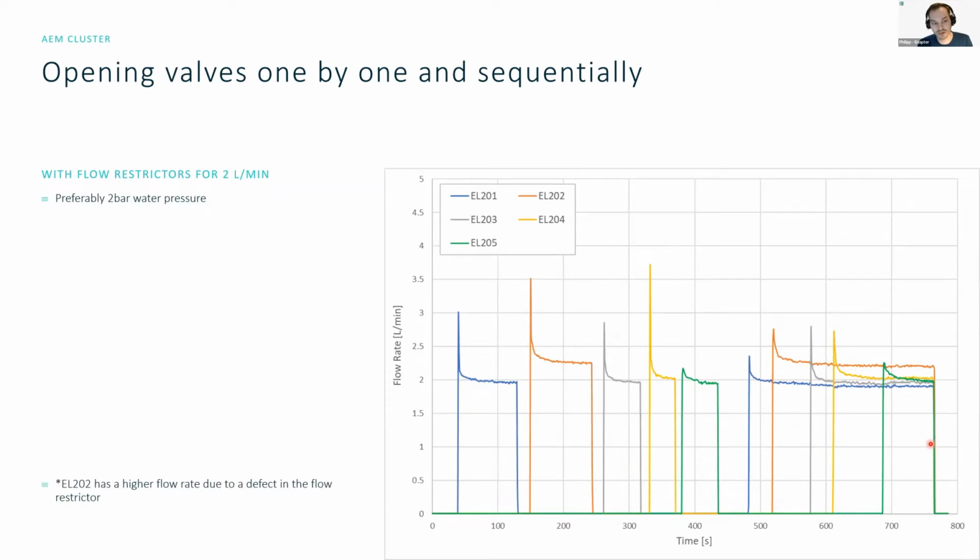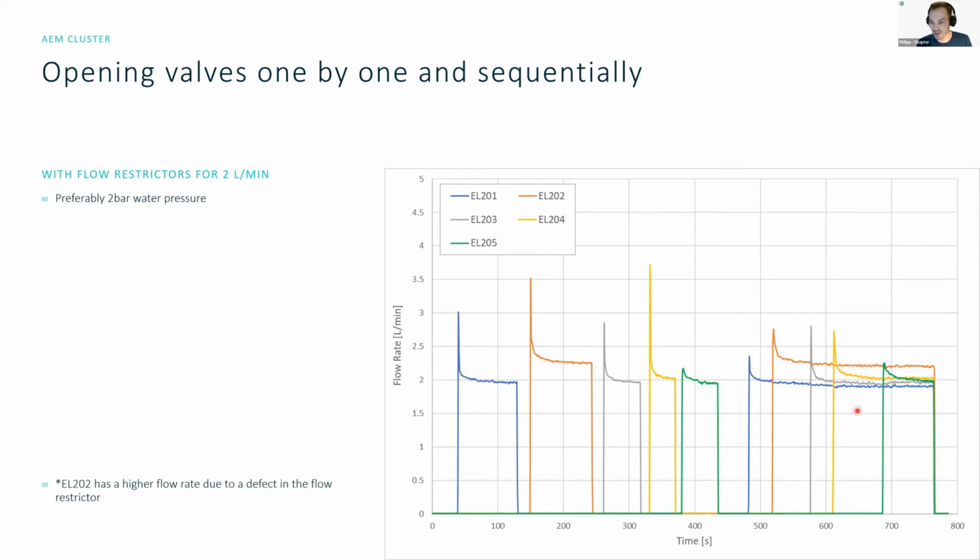So when we installed flow restrictors, we saw that this is way more equal. So we have a constant flow rate of 2 liters per minute, and that's perfect. By the way, if you're wondering why the red curve here is a little bit higher, this is due to a little defect in the flow restrictor, but it is not related to the electrolyzer, because we found out if we're just switching the flow restrictor, we will have that higher curve in another electrolyzer.